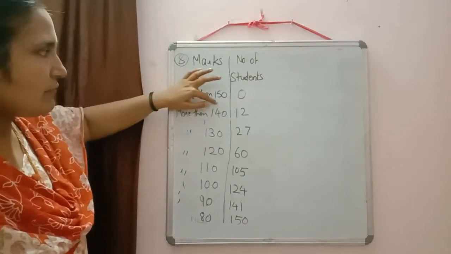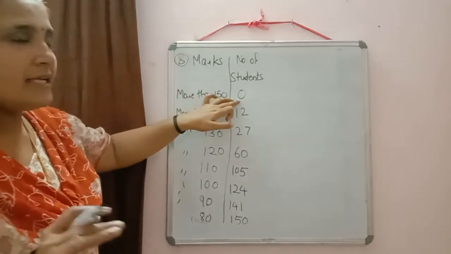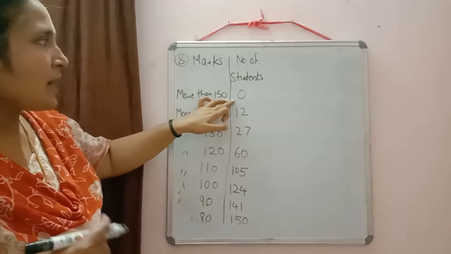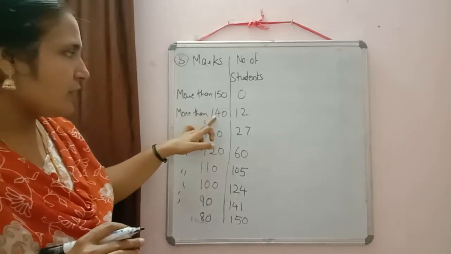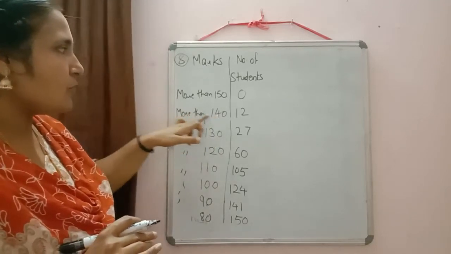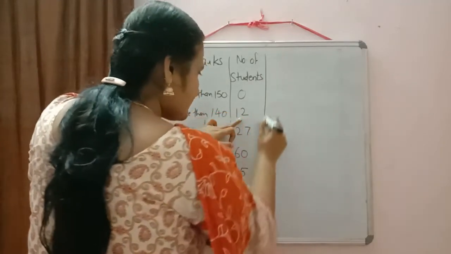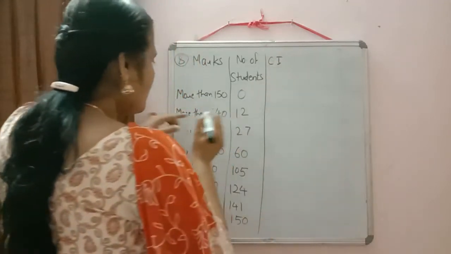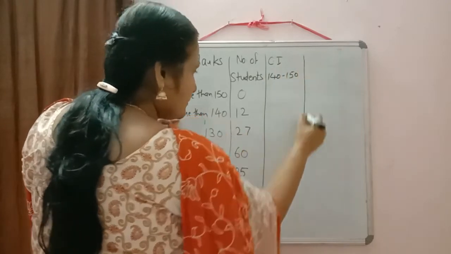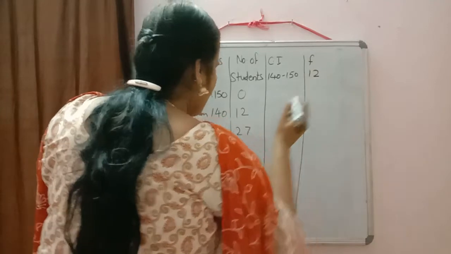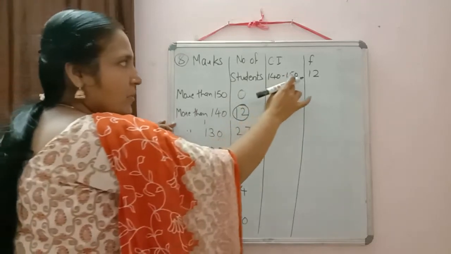Marks more than 150, 140. The difference is of 10. So more than 150, we don't have any student whose marks is more than 150. So 150 to 160 we don't have to write. More than 140, total how many students have got more than 140? 12 students are there. So the class interval is 140 to 150. Frequency is 12.